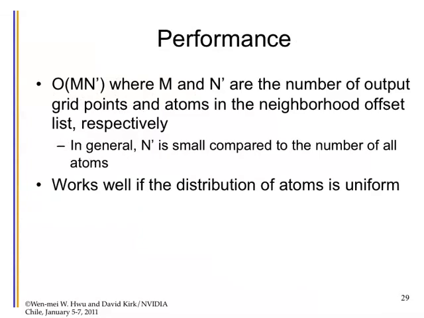Performance. This is an order M times N prime algorithm, where M is the number of output points, and N prime is the number of atoms in a neighborhood volume, and that neighborhood is bounded. So that's why it's still a linear algorithm. And it works well if the distribution of atoms is uniform.